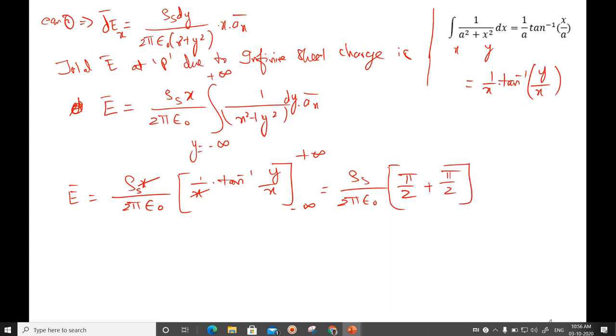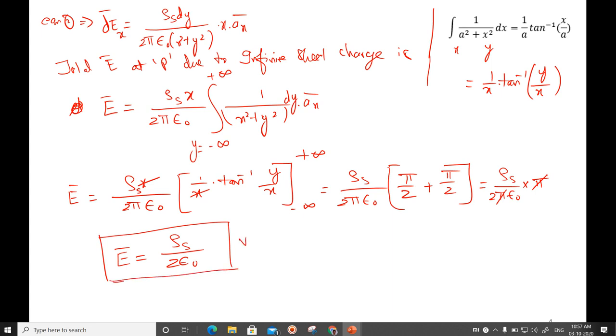I hope you got this. Tan inverse of plus infinity is 90 degree, pi by 2. Upper limit minus lower limit. Tan inverse of minus infinity is minus pi by 2. Minus into minus, it will become plus. So rho s by 2 pi epsilon naught into, pi by 2 plus pi by 2 is pi. So pi will get cancelled. So the electric field intensity E, the final expression we will get is rho s divided by 2 epsilon naught.